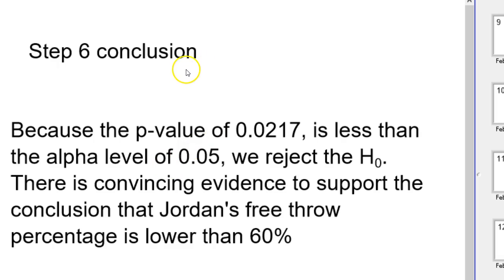So the last step is just your conclusion. So because the p-value of 0.0217 is less than an alpha level of 0.05, which we set before we conducted the test, we reject the null hypothesis, and this suggests that there is convincing evidence to support the conclusion that Jordan's free throw percentage is indeed lower than 60%.